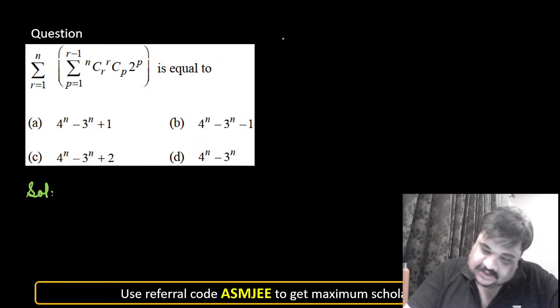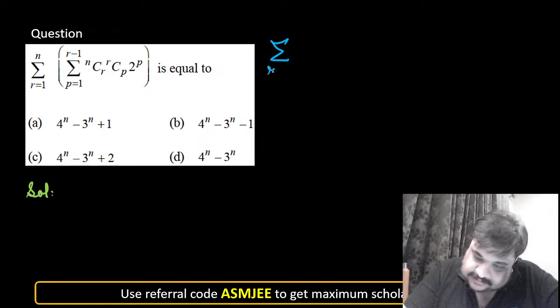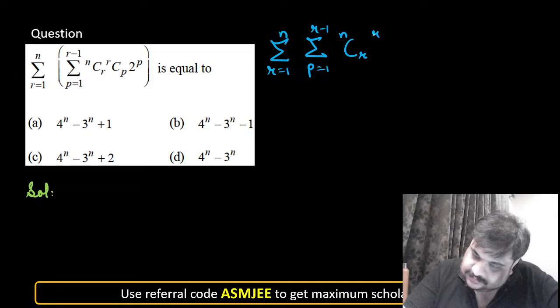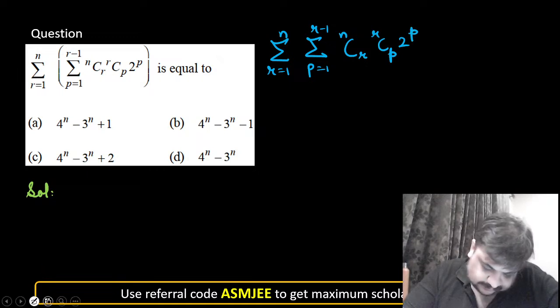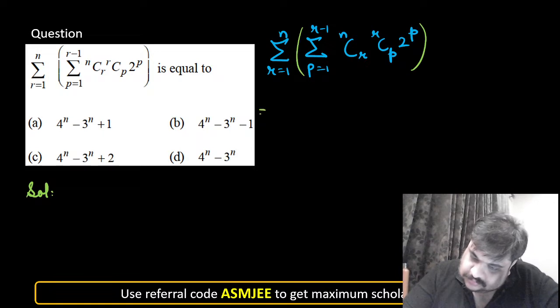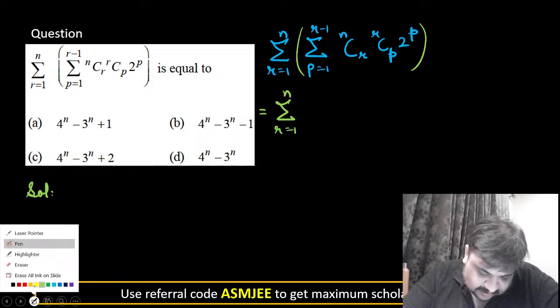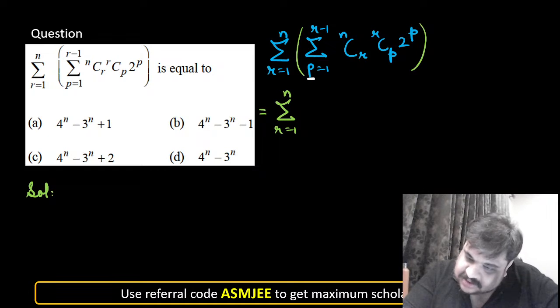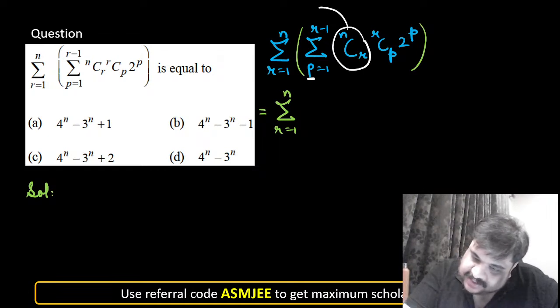Now see, these are two summations. So it is summation r is equal to 1 to n. Now see, the variable here, the only thing that varies is p. This is a constant, so you should make it jump outside.